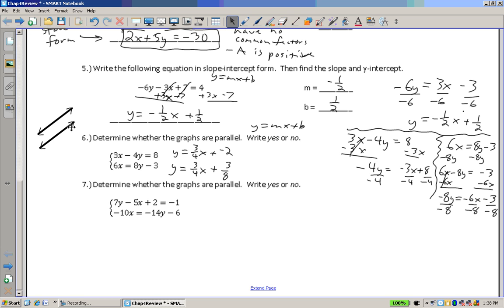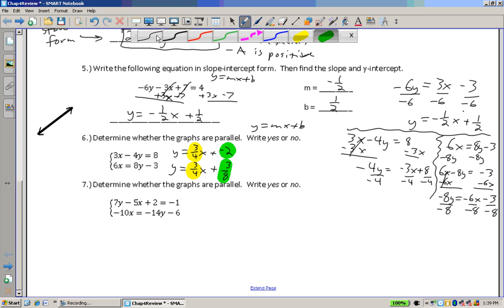Why is that important? Well, if they had the same slope and the same y-intercept, they would literally be the same line, and a line cannot be parallel to itself. So what we're looking for, first of all, look at the slope. Is the slope the same? Well, yes, it is. Now, we could give you a trick question and say that the slope is the same and the y-intercept is the same. If that happens, the answer is no, only because a line cannot be parallel to itself. But in this case, they have the same slope, different y-intercept, so the answer is yes.